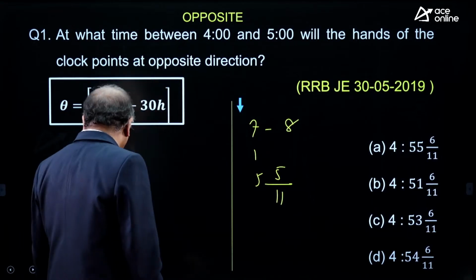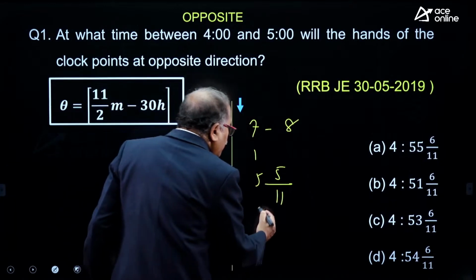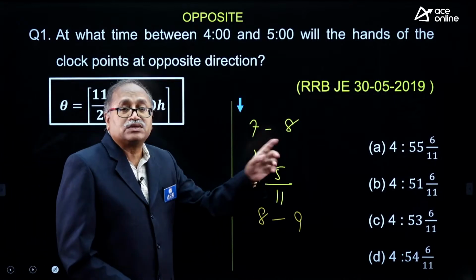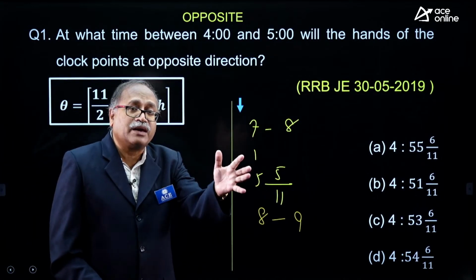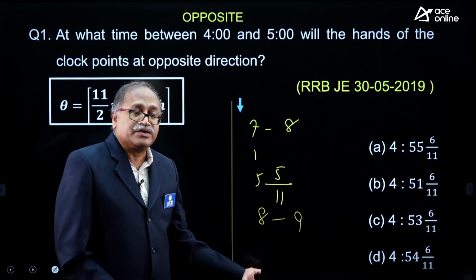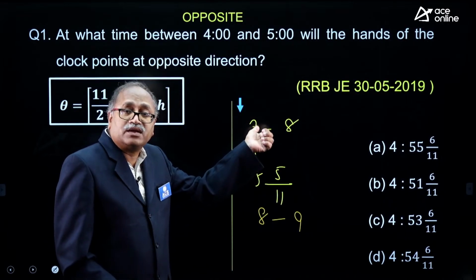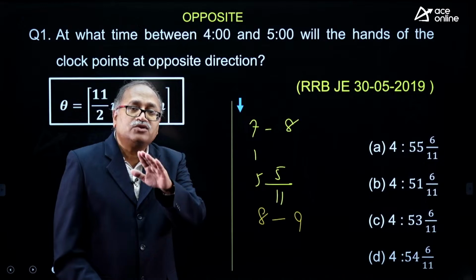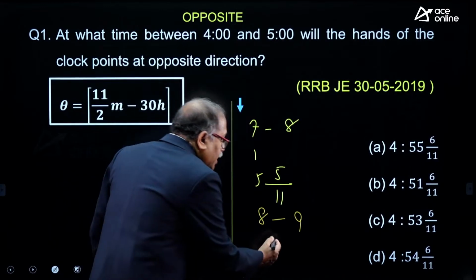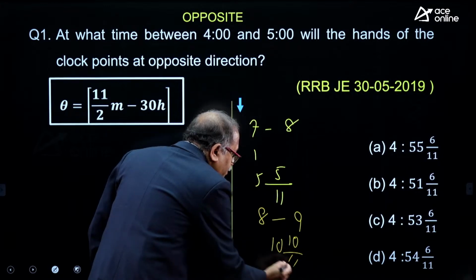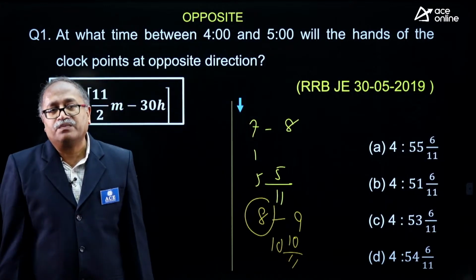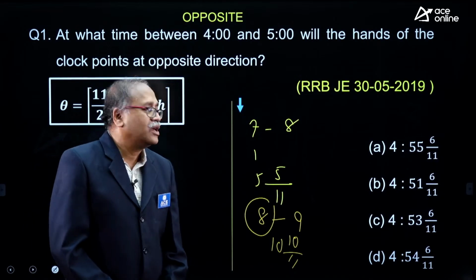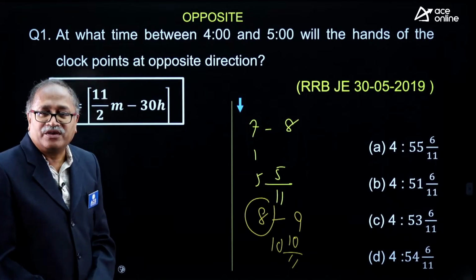I am giving one more example, and that is the last one: between 8 and 9, at what time will the hands of the clock be opposite to each other? 8 is greater than 6. Whenever they are opposite, there is a 6-hour gap between the two hands. Here 8 minus 6, how much is that? 2. And 2 into 5 is how much? 10. So your answer is 10 and 10 by 11 minutes past 8. The hands of the clock will be opposite to each other. I hope this method will change your way of approaching the question, ignoring the formula.